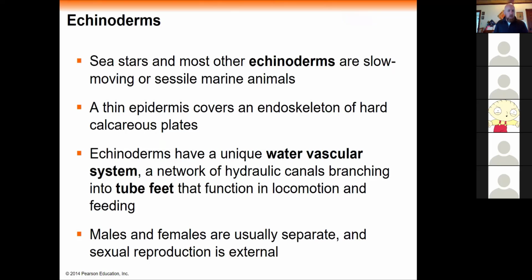Echinoderms are cool because they have a water vascular system, which means that a lot of their movement is used by hydraulics. They pump water in and out to move their arms, extend tube feet, all this other stuff. Males and females are typically separate, and they have external reproduction, meaning they release their gametes into the water.